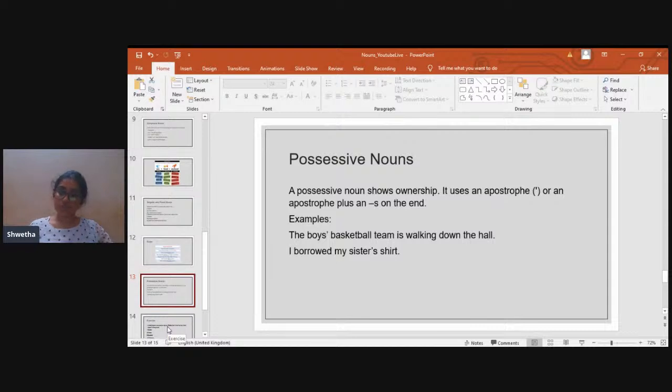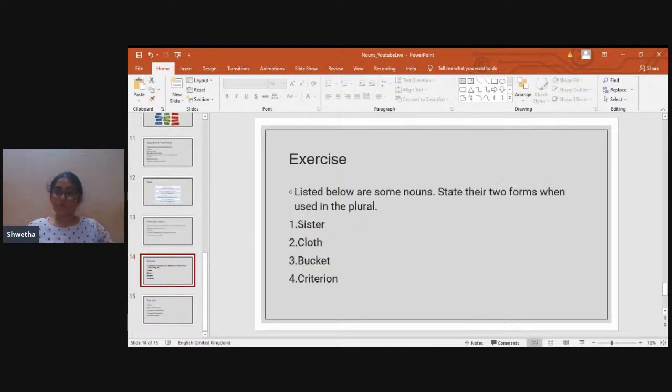Okay. Let us do a short exercise. Now that you have seen the different types of nouns, I'm opening up the floor to all of you. Please ask any doubts that you want to ask. And let us do a short exercise. Because there are so many of us, let us try doing something, okay? Listed below are some nouns. State their plural forms. Sister will become what? Sister, singular. What is the plural of sister? Anybody? Sisters. Cloth will become clothes, and ES will come in between. Bucket will become buckets and S will be added at the end.